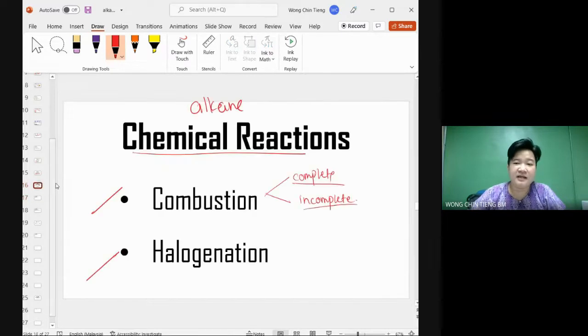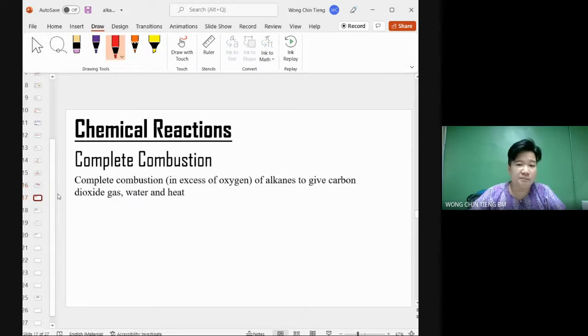I don't want to spend so long on combustion. There are two types, complete and incomplete, and you learned both of them in school. Complete combustion is when you have excess oxygen and it gives rise to carbon dioxide gas, water and also heat, obviously.